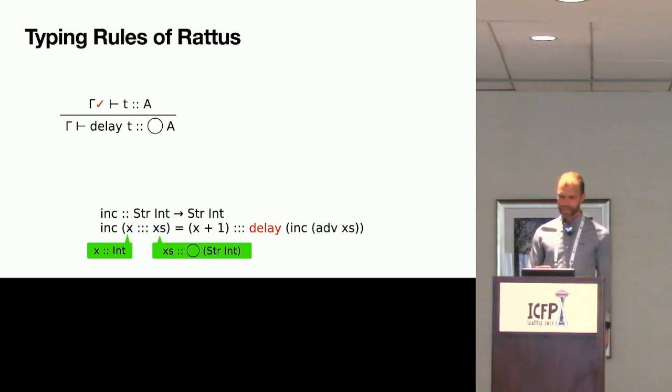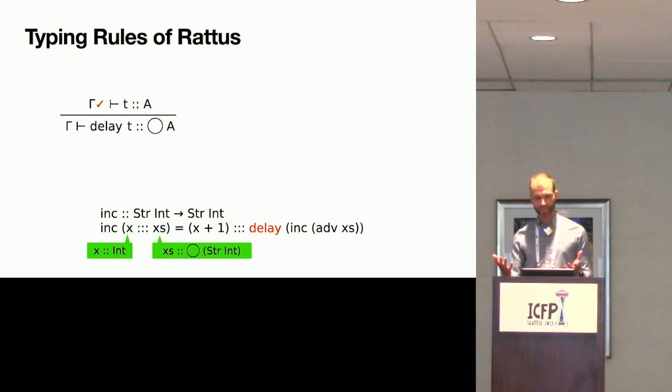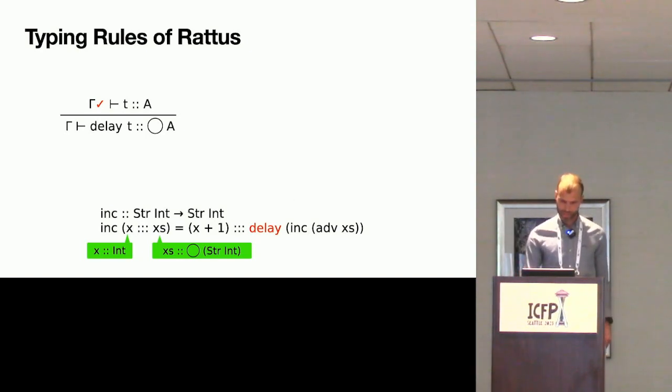So the delay is the introduction form for the later modality. Right? What the delay does is it takes a term of type A and delays it and produces something of type later A. But in order to do so, it inserts this tick here into the context. So this is the Fitch style typing that was mentioned earlier. And so what it essentially does is it says, now this t has to be typed in this new context. And this tick here is essentially evidence that time has passed, right? The clock has ticked, and t can make use of that.